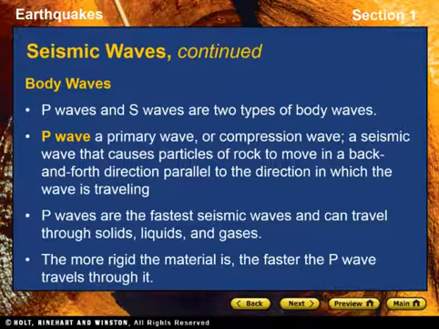Let's look at body waves more specifically. Two types of body waves, P waves and S waves. Okay, you're going to hear this a lot, P waves and S waves. P wave stands for primary wave, also known as a compression wave. It's a seismic wave that causes particles of rock to move in a back and forth direction, and here's the important part, parallel to the direction in which the wave is traveling. P waves are the fastest seismic waves and can travel through solids, liquids, and gases. Okay? Not all seismic waves can do that. And the more rigid the material is, the faster the P wave travels through it.